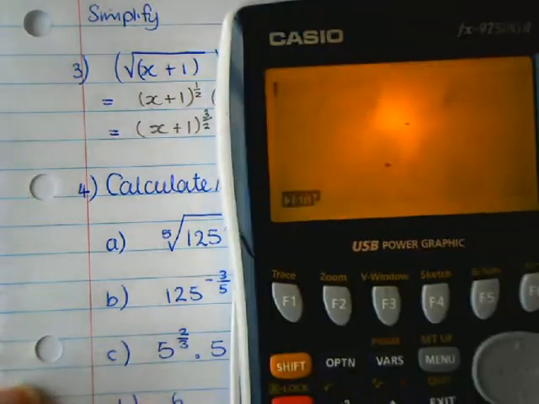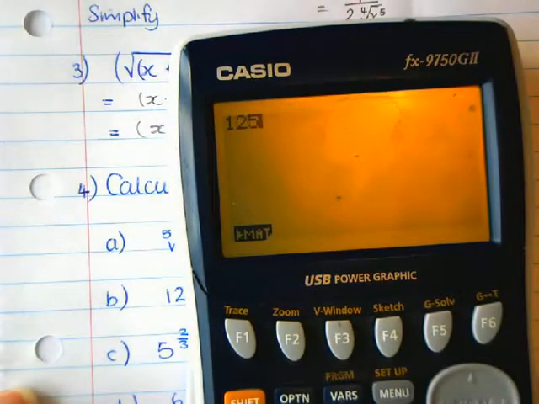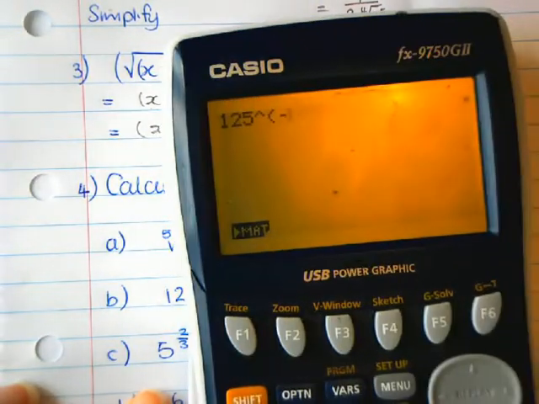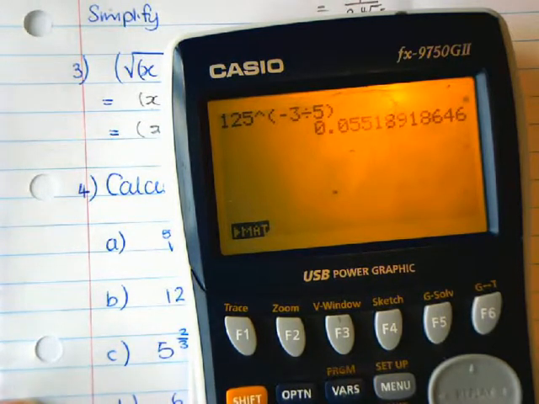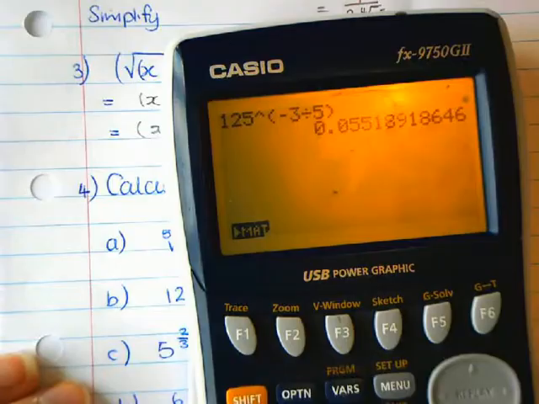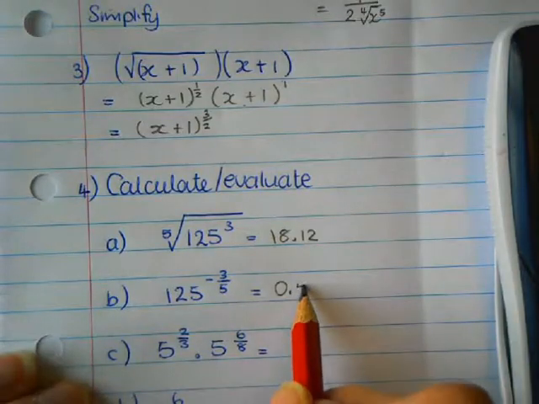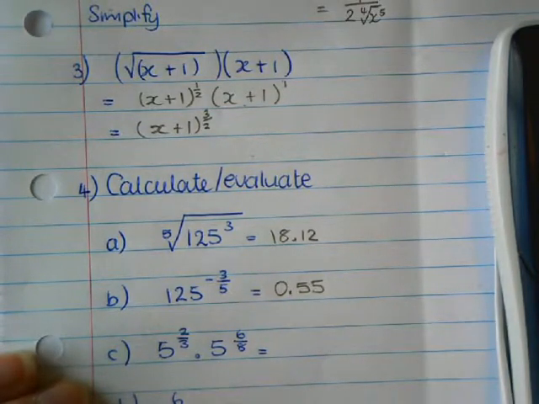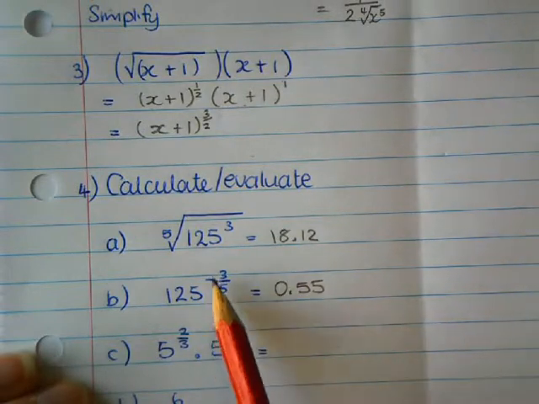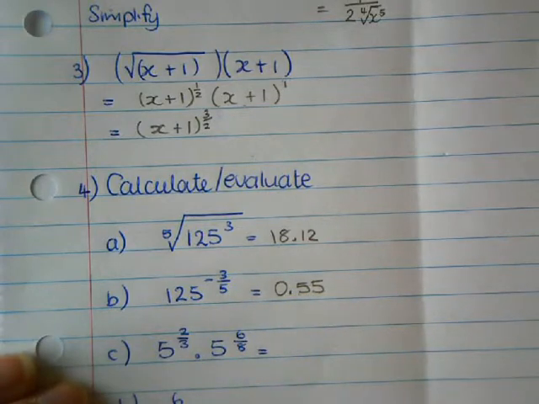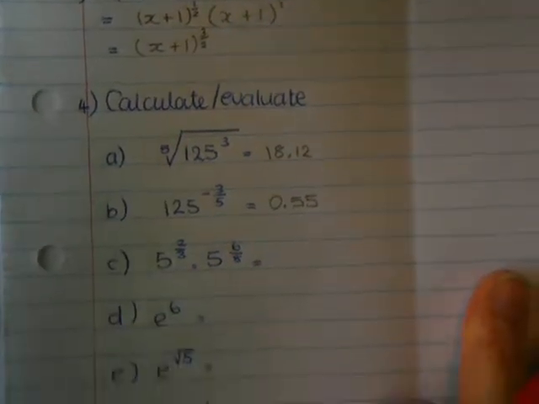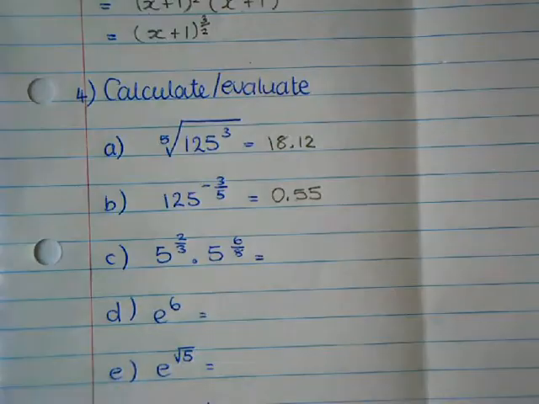Now the next one is 125 to the power of -3 over 5. Quite a fan of using brackets, so 125 to the power of, open bracket, put my negative in, 3, divide by 5. Close that bracket, enter. And there we get the answer 0.55189, so I'm going to put 0.55 will be fine. Okay, and we should have also realised, given that's going to be a negative, it's a fraction, so we're going to get sort of a decimal answer.